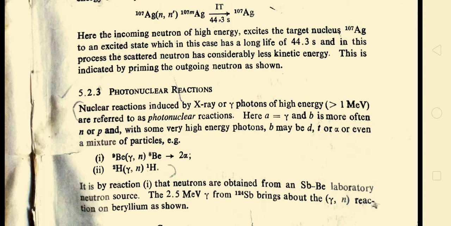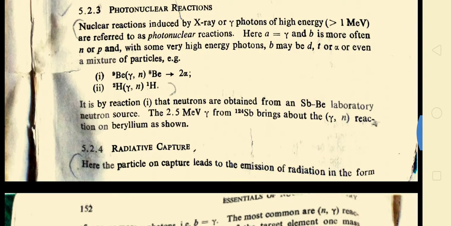Here is an example, the transformation of a beryllium nucleus into beryllium 8. Here gamma photons are hit on the target nucleus and it is converted to the product nucleus. Here the isotope is obtained and the neutrons are emitted. Generally we can say the reaction induced by light is known as a photonuclear reaction.